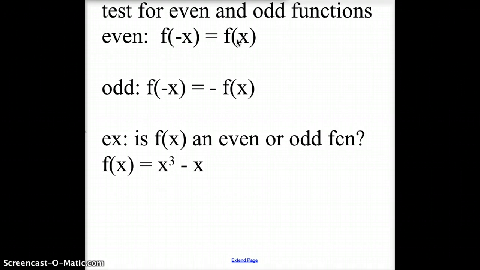If you plug in a negative x into a function, and the final result after you simplify it is the exact opposite sign of what you started with, then you know the function is odd.